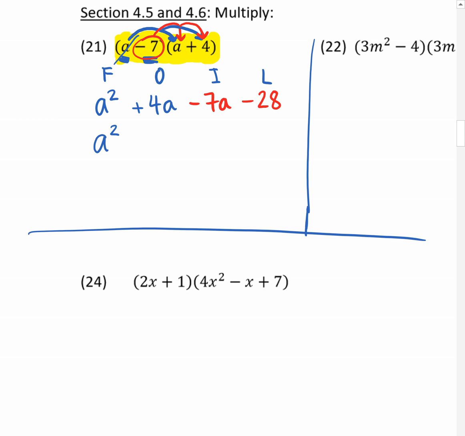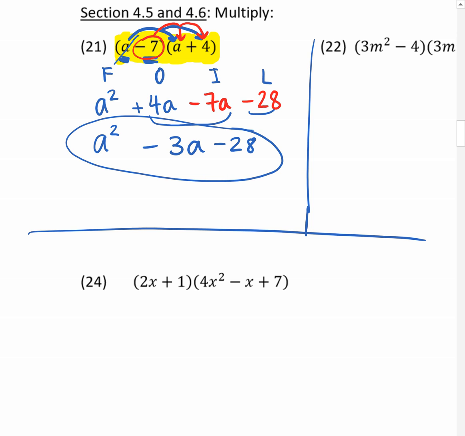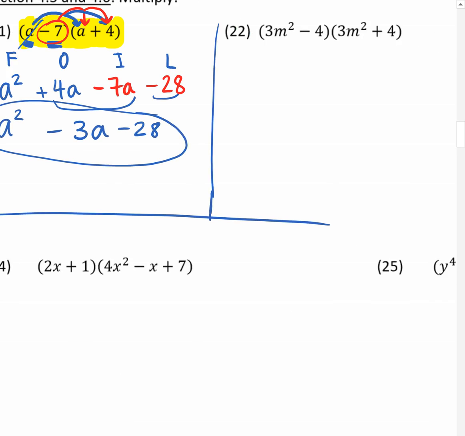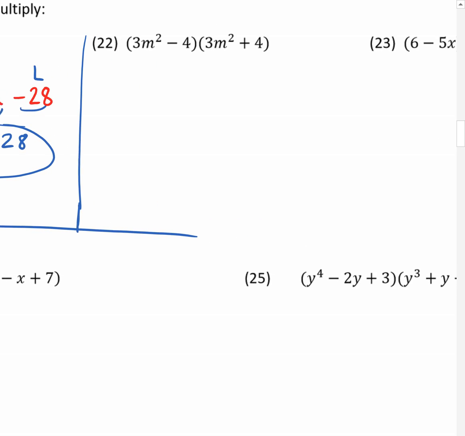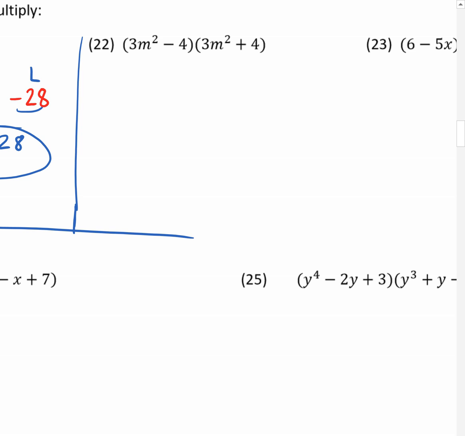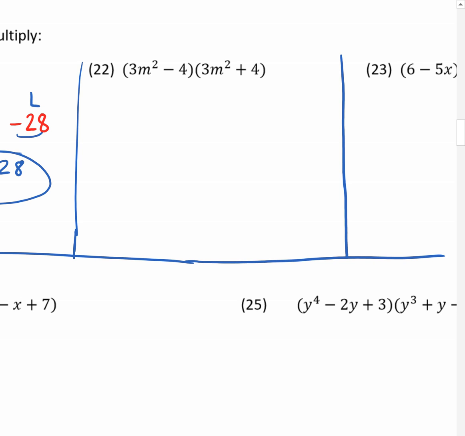So okay, a squared doesn't have a like term, but the two middle terms, 4a minus 7a, those combine to make negative 3a. And then the last term doesn't have a like term, so it just stays as is. And that's it. Let's see, this next one should be similar. I guess because there's a power on the m, it might be a little more confusing, but that's okay.